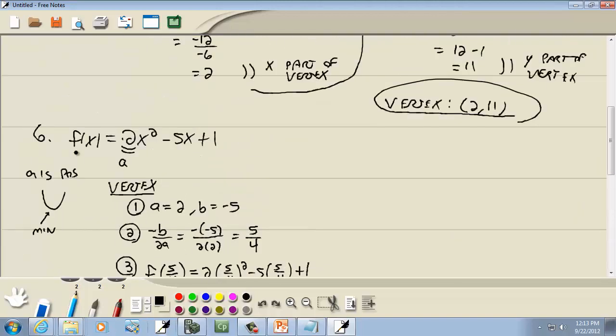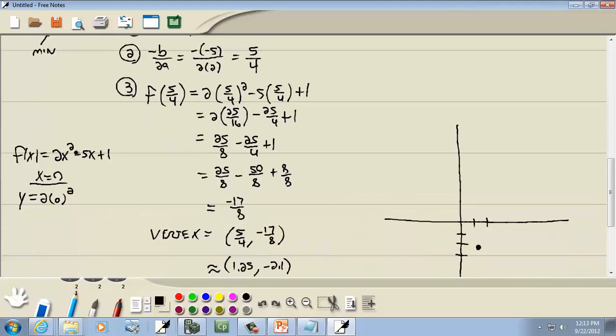Let me double check what else I did there. Okay, minus 5x plus 1. So we got 2 times 0 squared minus 5 times 0 plus 1. 0 squared is 0, times 2 is 0, 0 times 5 is 0, so those drop away. We got y is equal to 1. So we know it passes through the point 0, 1.